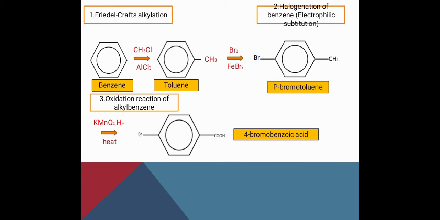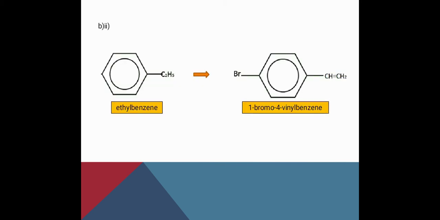And lastly, oxidation reaction of alkyl benzene. The p-bromotoluene or 4-bromotoluene will react with KMnO4, H+, and heat, so the product will be 4-bromobenzoic acid. For 2 Roman, ethylbenzene to 1-bromo-4-vinylbenzene.